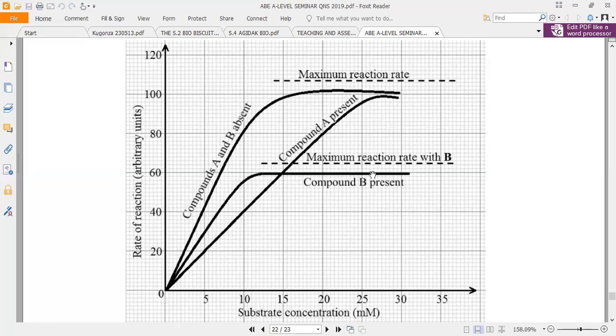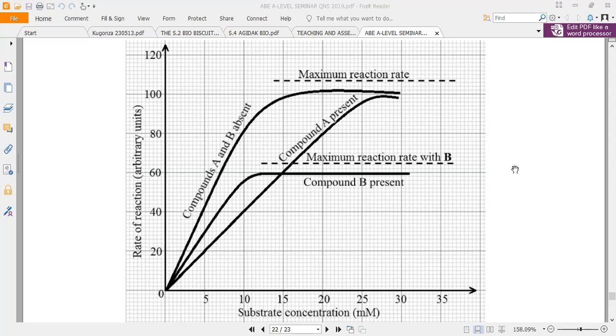I want another person to give us another alternative version of why we should assume that compound A is competitive and compound B is non-competitive. Any other individual to also give us their view? Let me read. Michelle is saying compound A is competitive because the rate of reaction increases with increase in substrate concentration, while compound B is non-competitive because its rate remains constant with increase in substrate concentration.